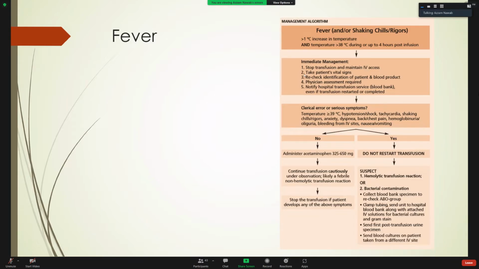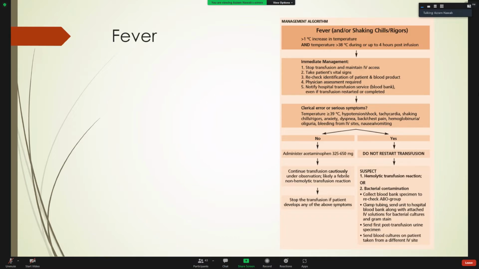Immediate management: stop the infusion and maintain IV access, take the patient's vital signs, recheck identification of the patient and blood product. Never throw away the bag. Physician assessment is of course required. Notify the hospital transfusion service and the blood bank even if the transfusion is related or completed.